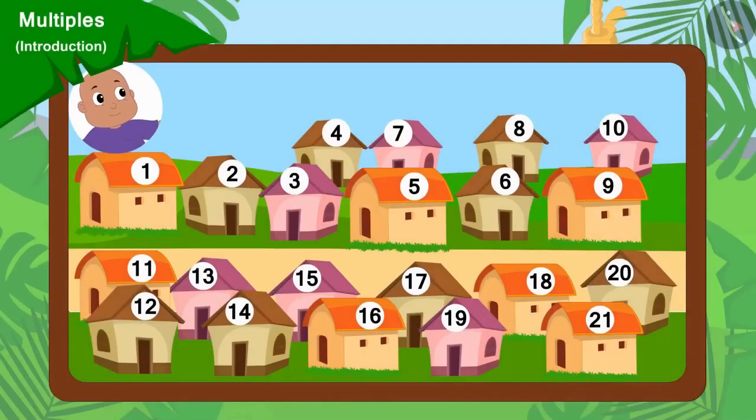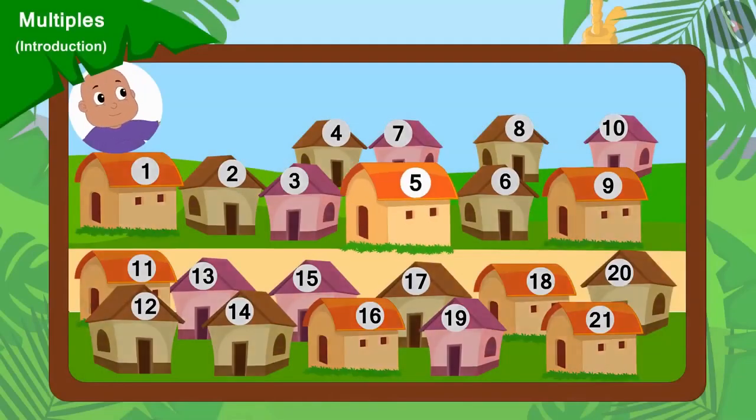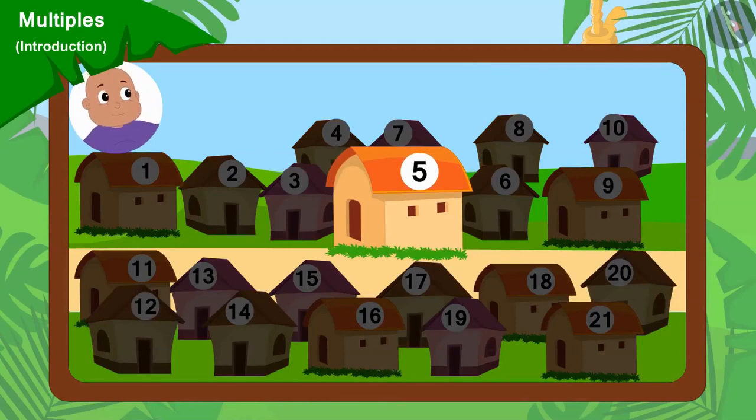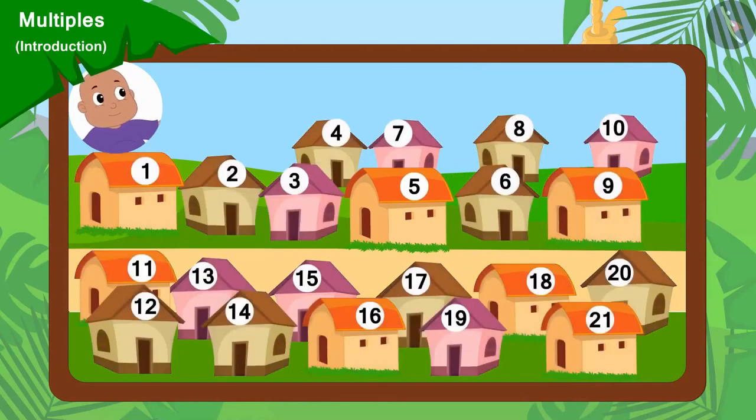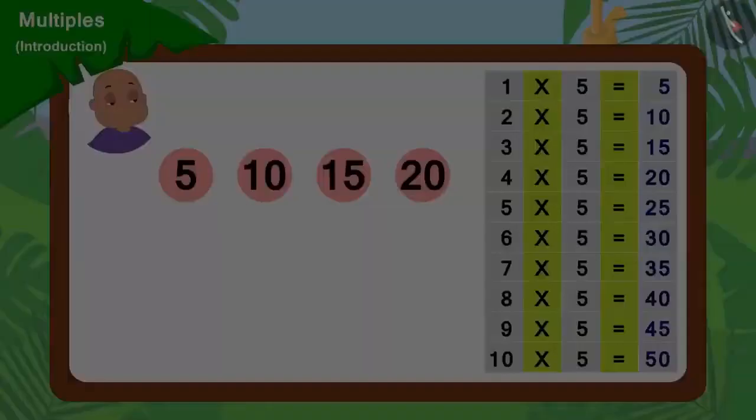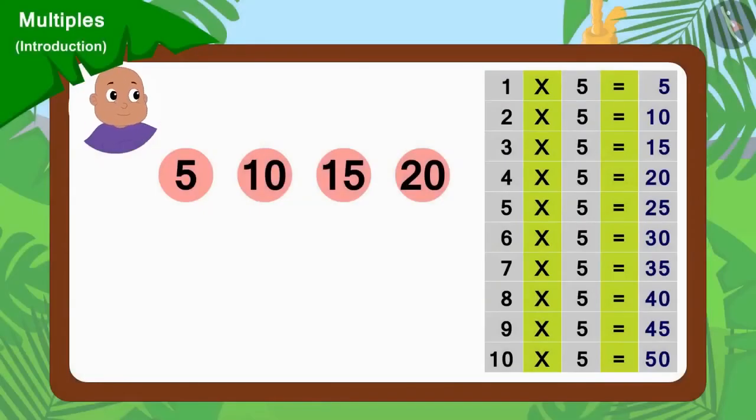Now, finally, if Bablu went to collect donations from every fifth house, then, can you find the multiples of 5 and find out in which houses Bablu went to collect donations from? If you wish to, you can stop the video and find the answer. Well done children, your answer is absolutely correct.